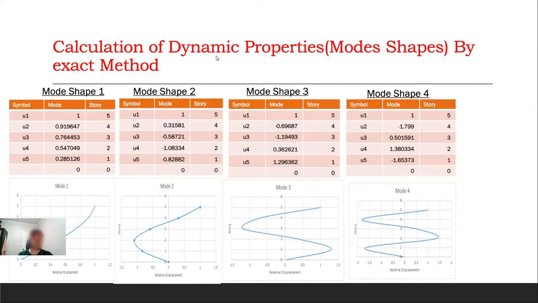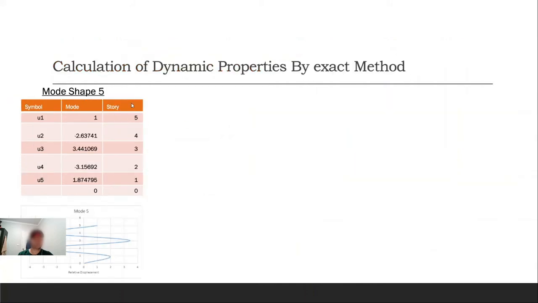The calculation of the dynamic properties, which are called mode shapes, by the exact method is shown below. For the first mode, only translation is seen, and the corresponding mode shape values are here. For the second mode, there is one translation at the joint, and the corresponding mode values are shown. And for mode 5, as you can see, joints 1, 2, 3, 4, 5, which is called mode shape 5 because there are 5 joints.